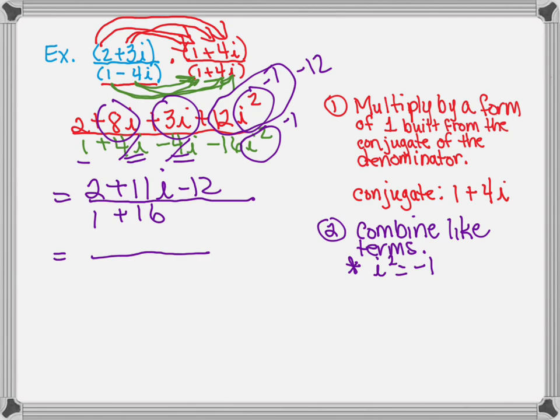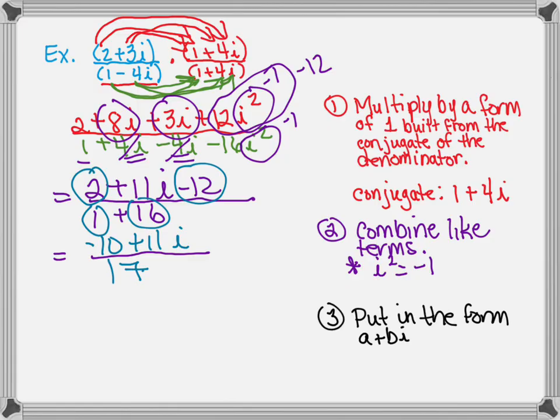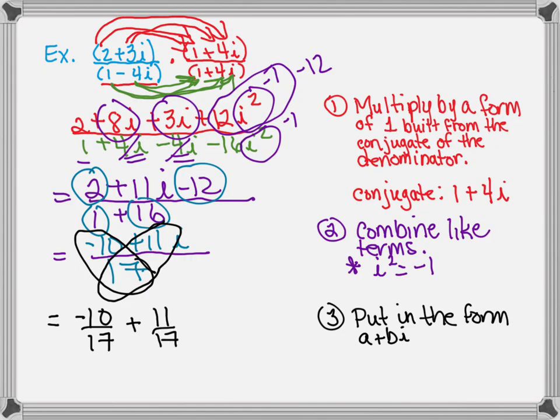Simplifying further, in the numerator I have 2 plus negative 12, which is negative 10, plus 11i. And in my denominator I have 1 plus 16, which is 17. And then we'll put it in the form a plus bi. So let's separate into two fractions to do this more easily. So I have negative 10 over 17 plus 11 over 17i. And these fractions don't simplify. So this is my final result. Negative 10/17 plus 11/17 i.